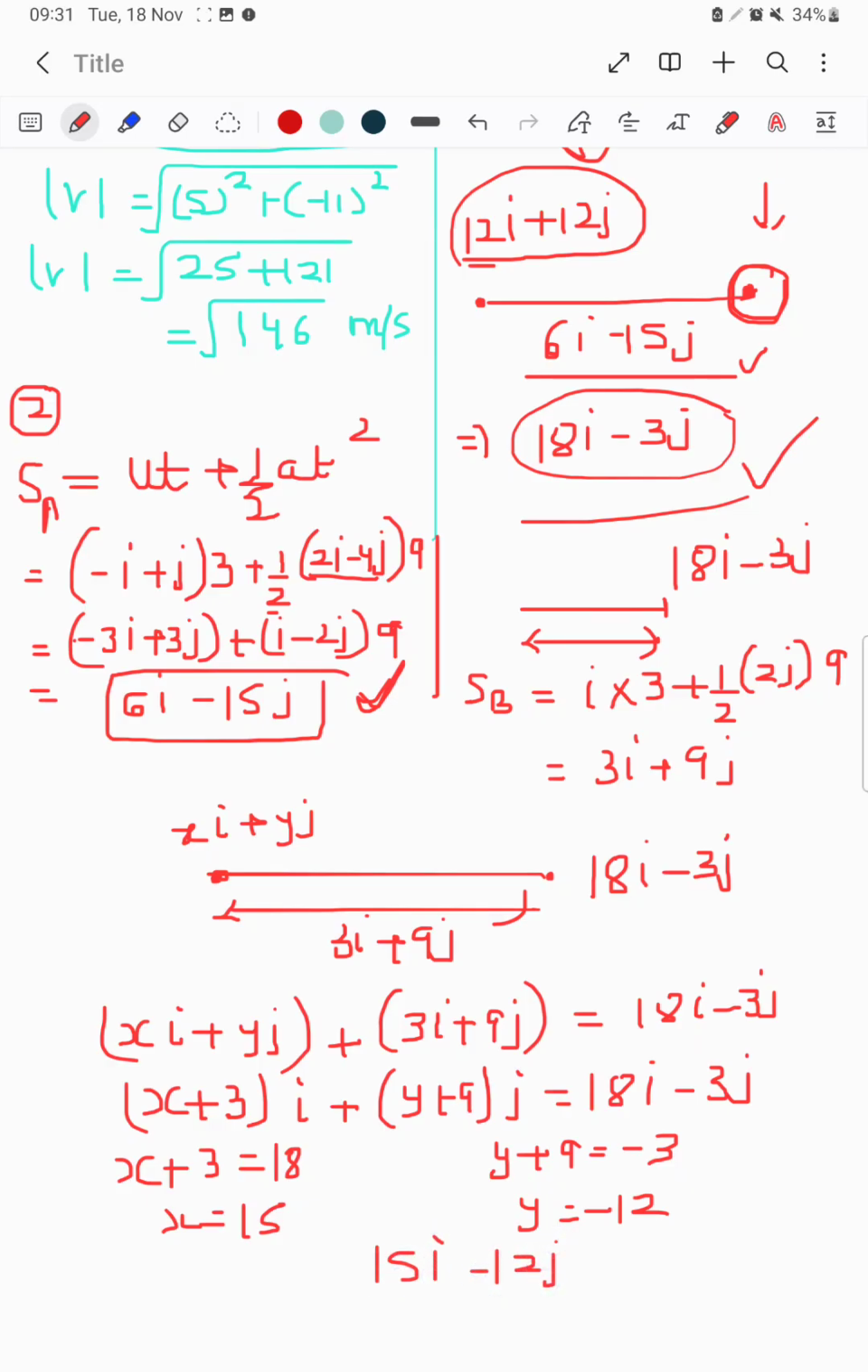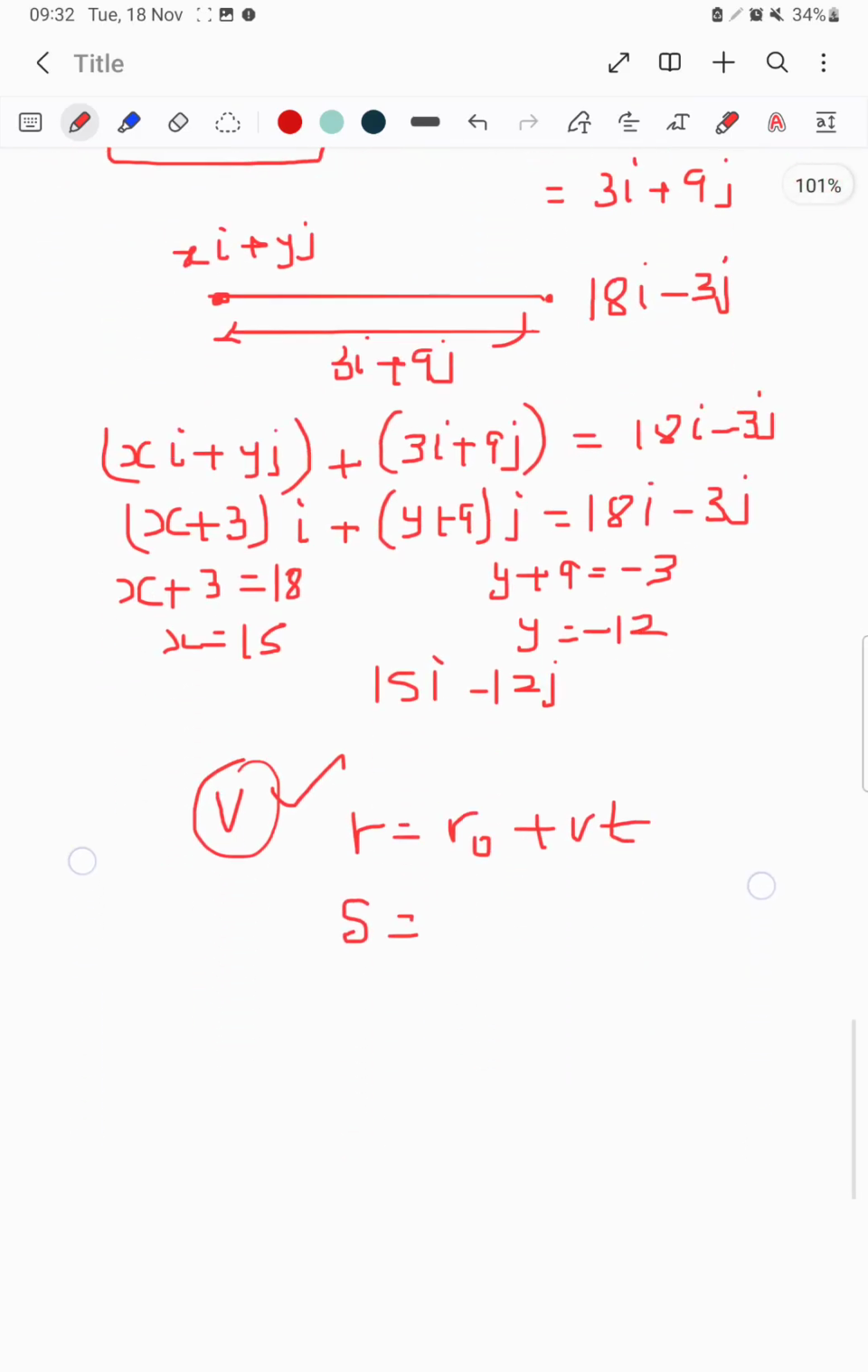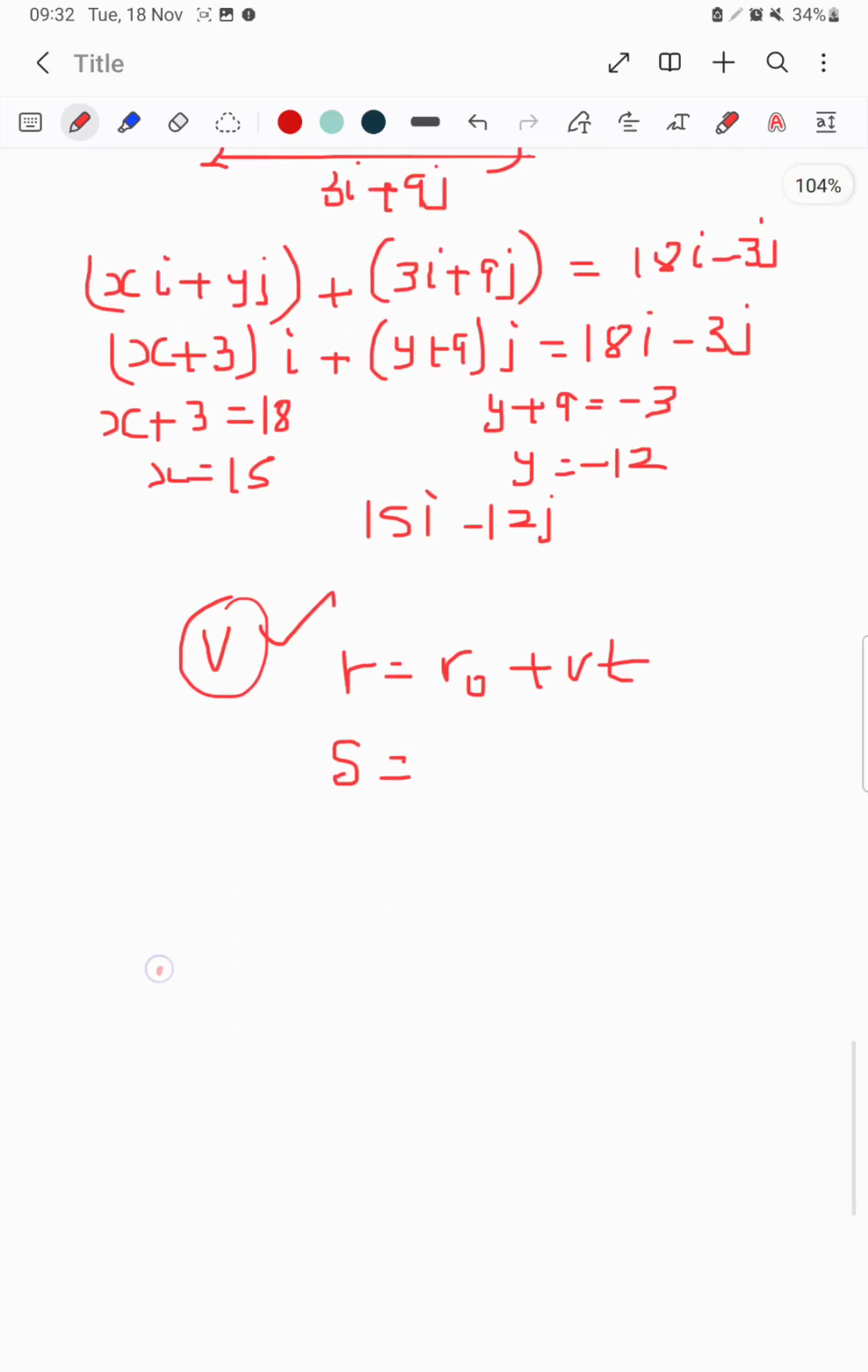This is very important. If we are given the velocity as a constant value, we will use r equals r naught plus v times t. But if we are not given v as a constant, then we need to use the SUVAT equations. And in this particular question, if you are given the initial position and you know the displacement, then you can find out any of these.